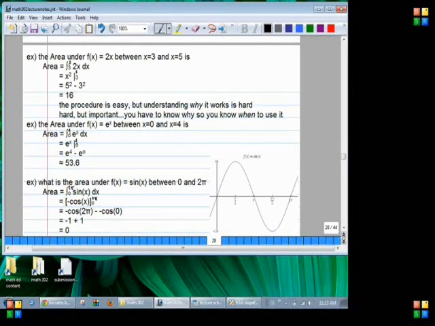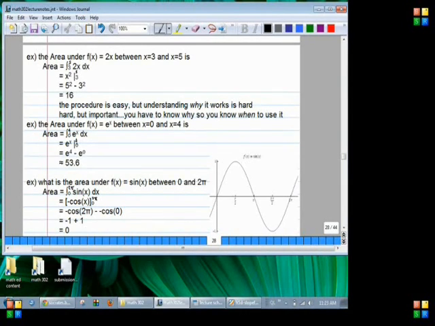Okay. So here's a graph of sine from 0 to 2 pi. How can it be that the area is 0? What does that mean? Why do they cancel? The area above the curve is positive, and the area below the axis is negative. Above the axis, below the axis. So remember how we describe what the area is.